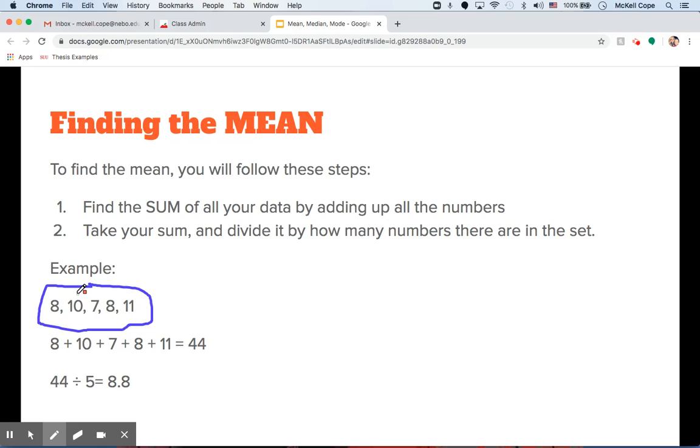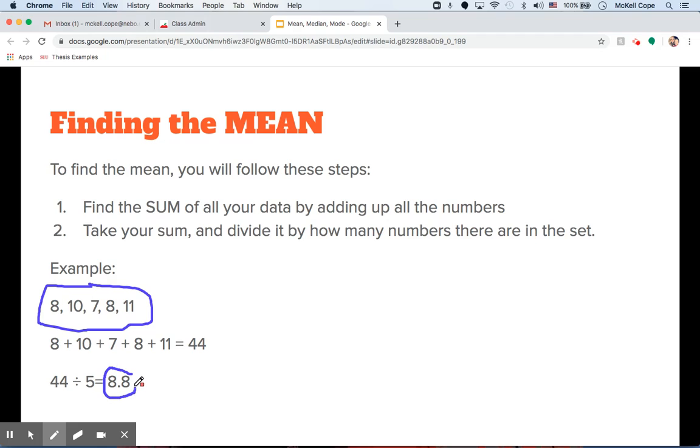So in order to find that, I need to find the total amount of these numbers and what they equal when I add them all together. So I'm finding the sum of those 5 numbers. I'm going to take that and I'm going to distribute it out into 5 equal groups because there's 5 numbers in my set. And that will tell me how many belong in each group. So 44 divided by 5 gives me an average of 8.8.